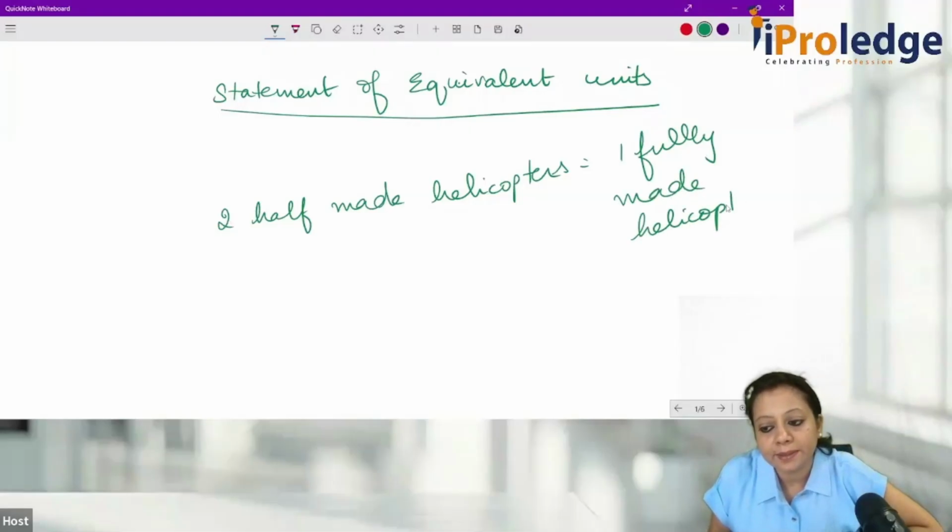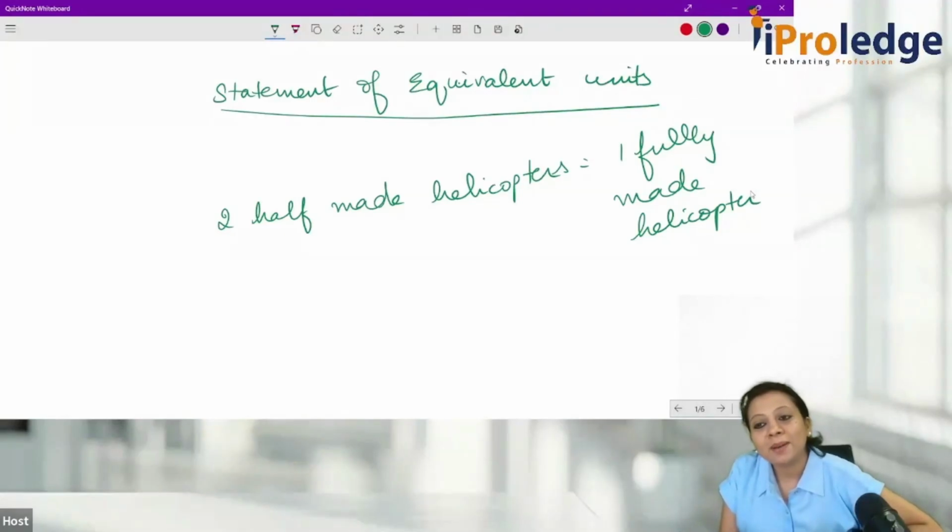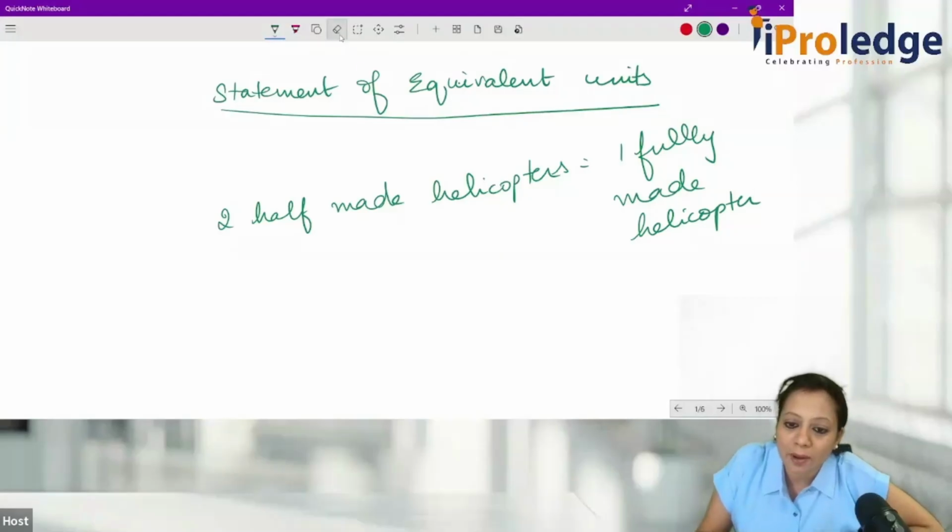Can we say that? For the purpose of ascertainment of cost, we are saying this. It is similar. I'm not saying my example is the same as what I'm going to teach, but it is similar. Equivalent number of units. How many completed units are there? That is what we are going to see. All right.